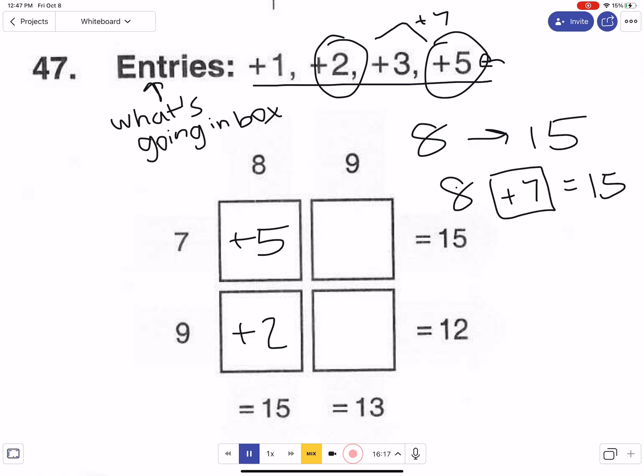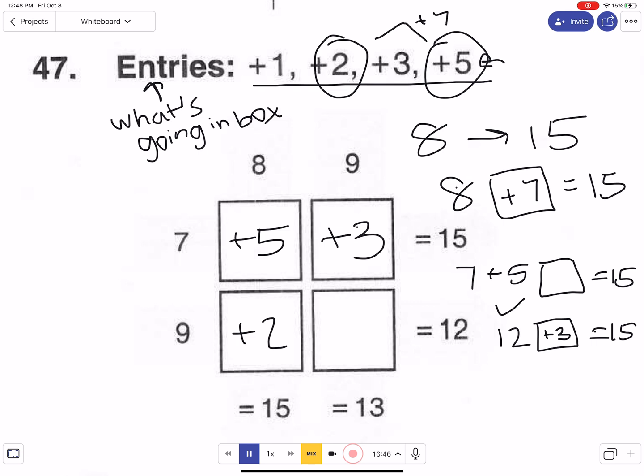Okay, so now let's solve our top row. So our top row, we got our 7 plus 5, and then we have a box equals 15. So 7 plus 5 equals 12. So how do we get from 12 to 15? If you said add 3, you're correct. So 12 plus 3 equals 15. So plus 3 would go right here. Now our only box left is this one. And so we did plus 3, we did plus 2, we did plus 5, so plus 1 has to go in here.